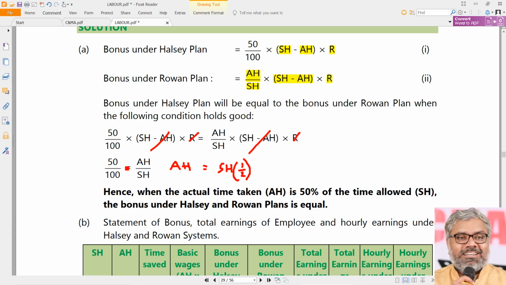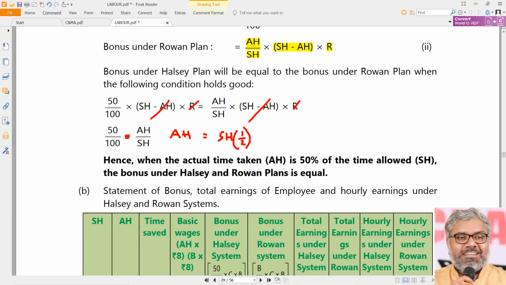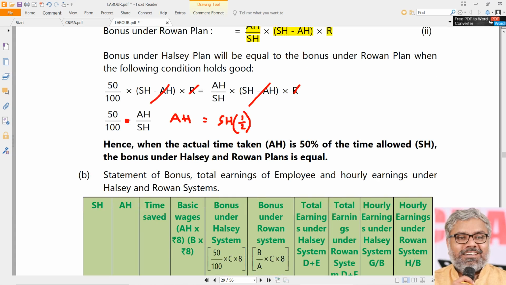If you equate those bonuses, finally the result is this: actual hours is equal to standard hours multiplied with half. In other words, when a worker can complete the work within half the time given to him, it doesn't matter to the worker whether he gets a Halsey plan or Rowan plan. Both plans will have equal premium. That is a point to be noted here. So that can be a proof.